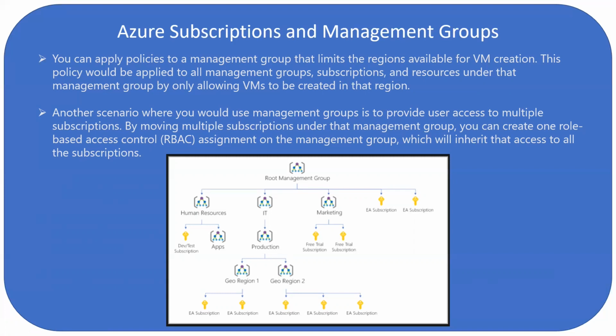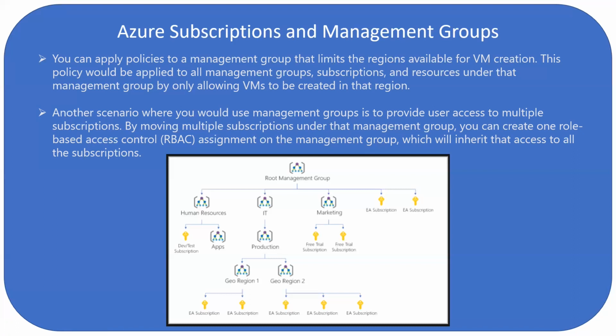Say, for example, you have a use case that whenever you are creating a VM, you should restrict your developers so that they can create VMs only in the India region. So you can do that. You can apply policies to a management group that limits the regions available for VM creation. This policy would be applied to all management groups, subscriptions, and resources under that management group by only allowing VMs to be created in that region.